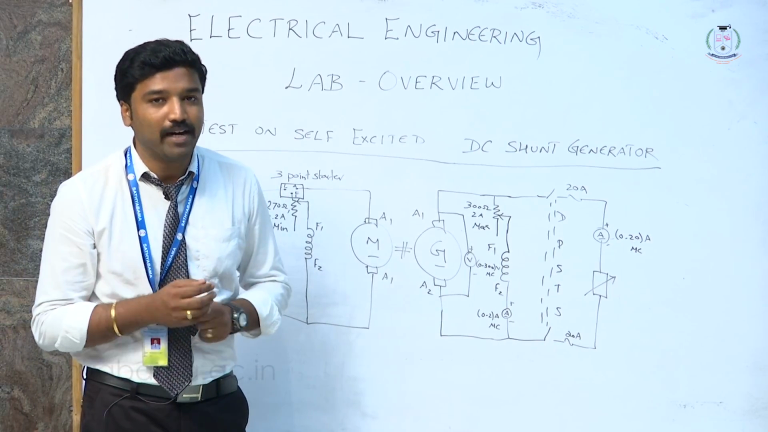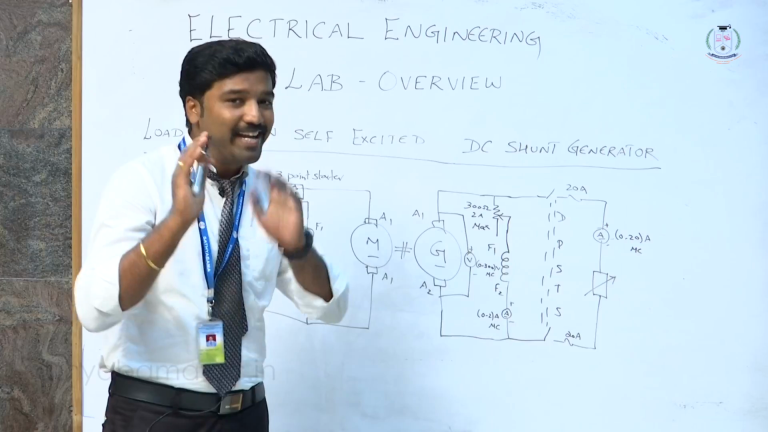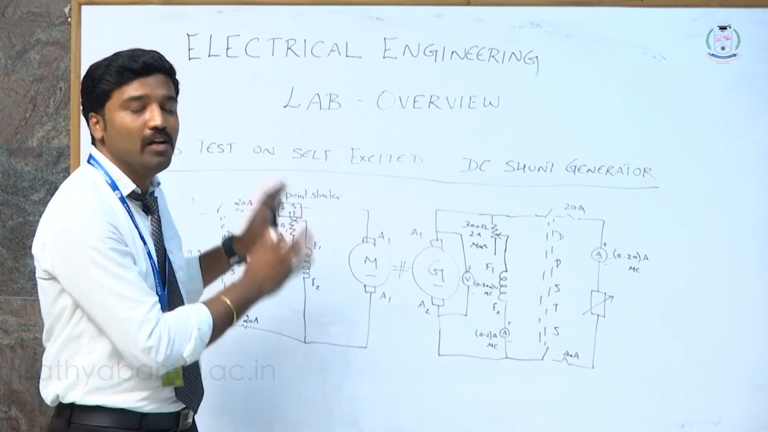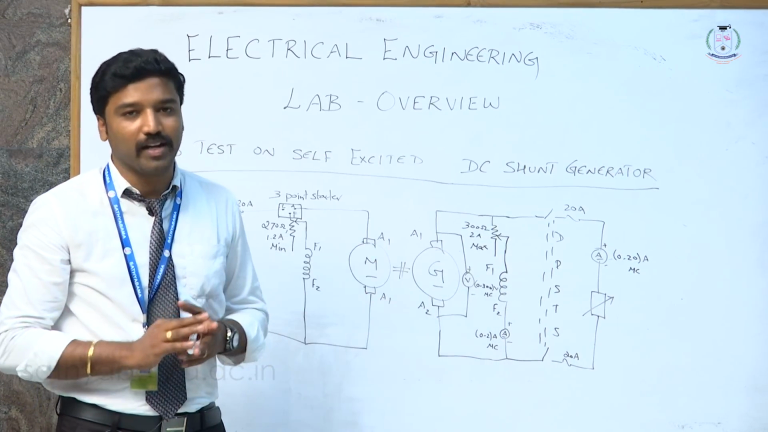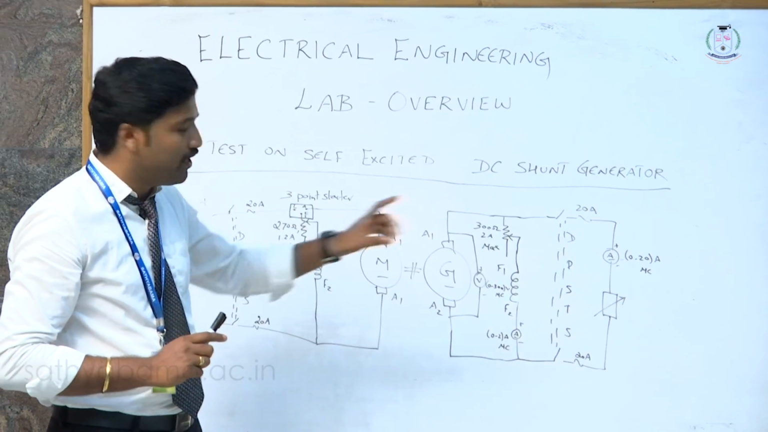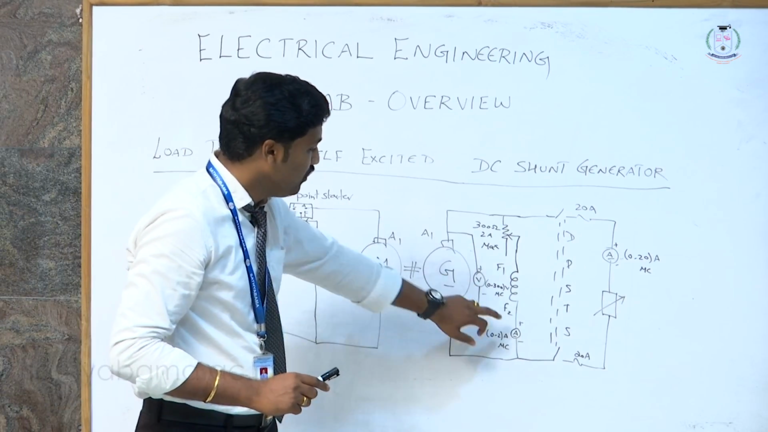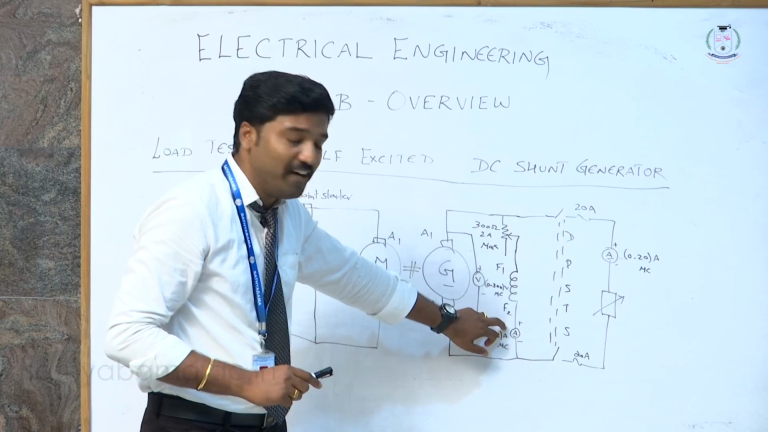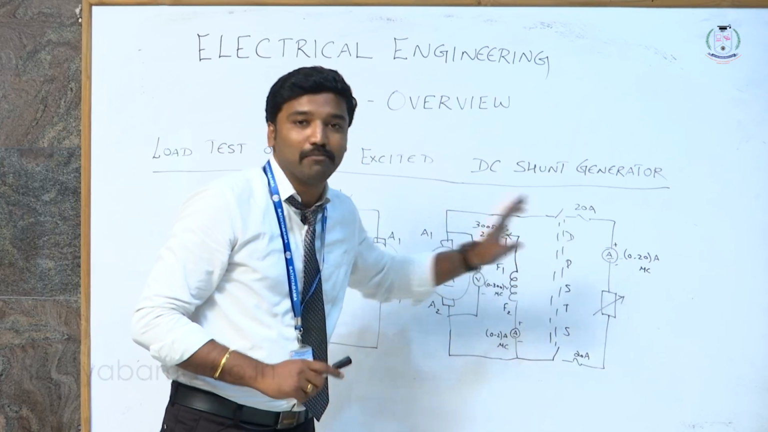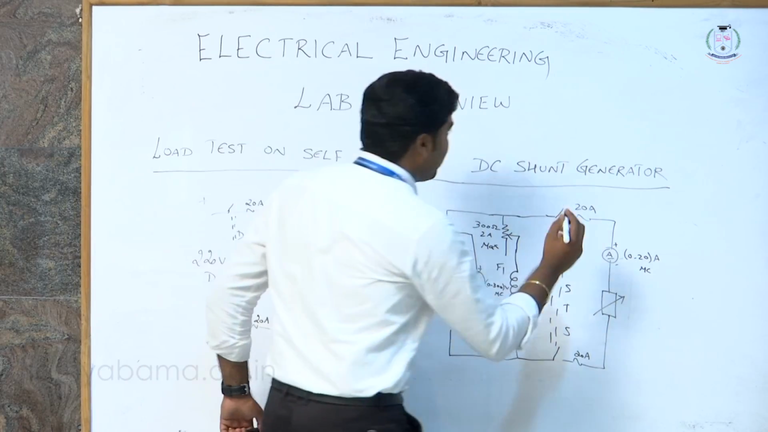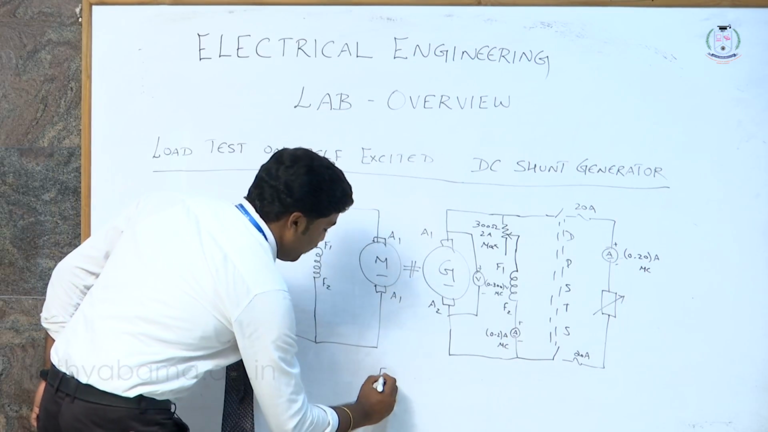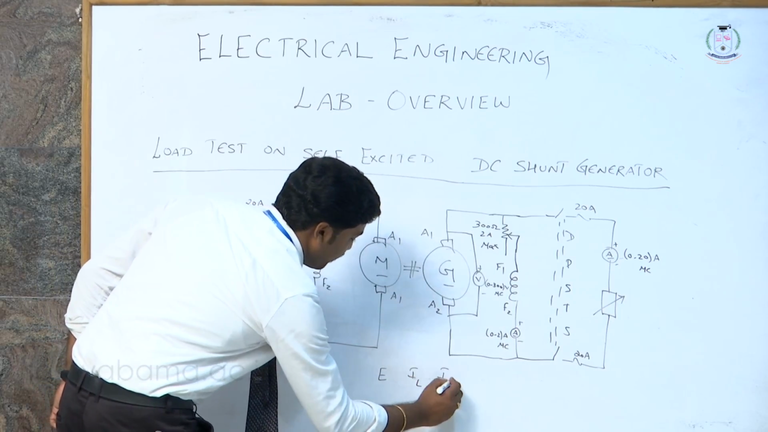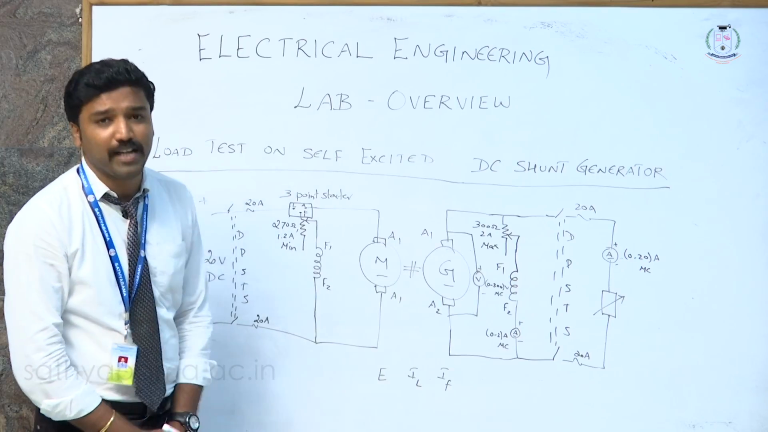Now coming to the recording part, as I told you in the previous case, any meters available in your circuit, directly you can take for granted for your recording purpose. How many meters are available here? 3 meters. One is the voltmeter, another one is the ammeter, nothing but IF, and the second one is the load ammeter, nothing but IL. So 3 things we can take for granted for recording: E, IL and IF.